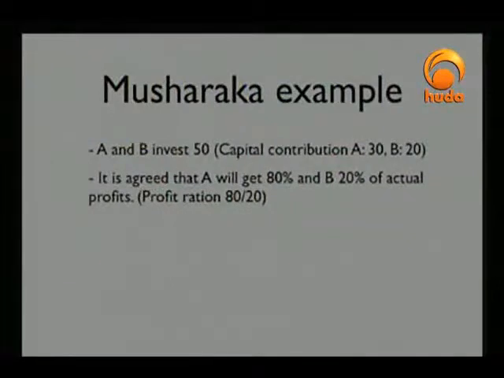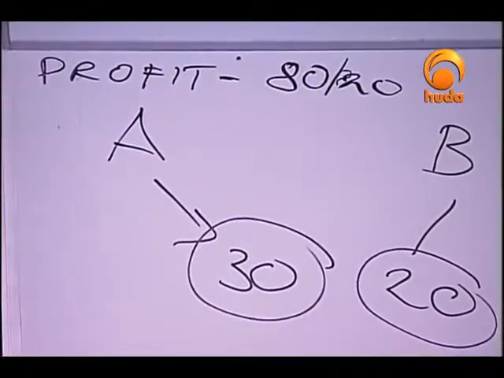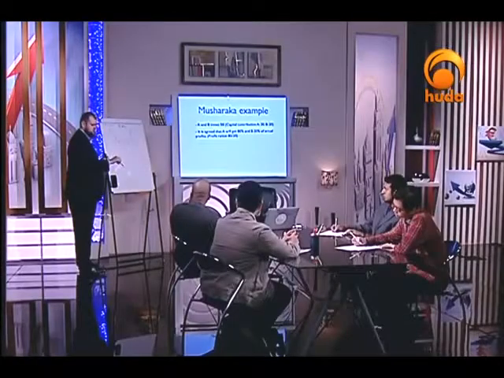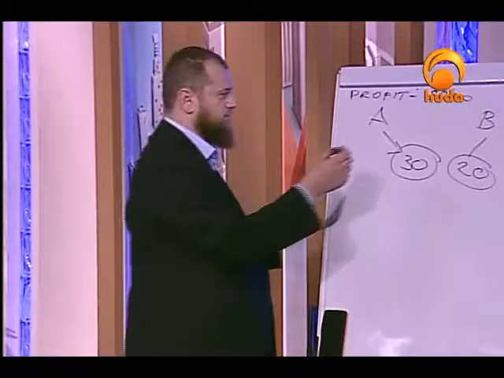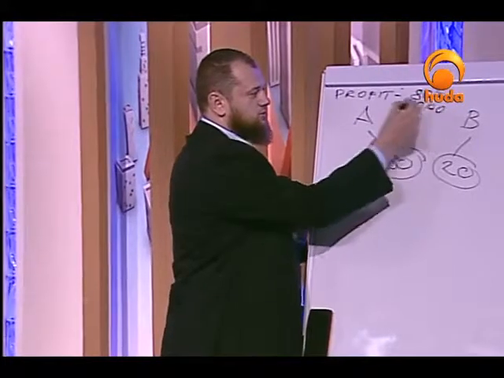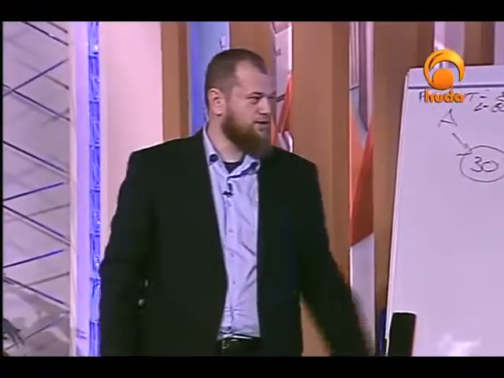A will get 80%. So the profit is what? 80-20. And how much is the loss in percentage in total? The loss is 30-20, so 60-40. So this is the profit split, and this is the loss split. All right, let's see the next.